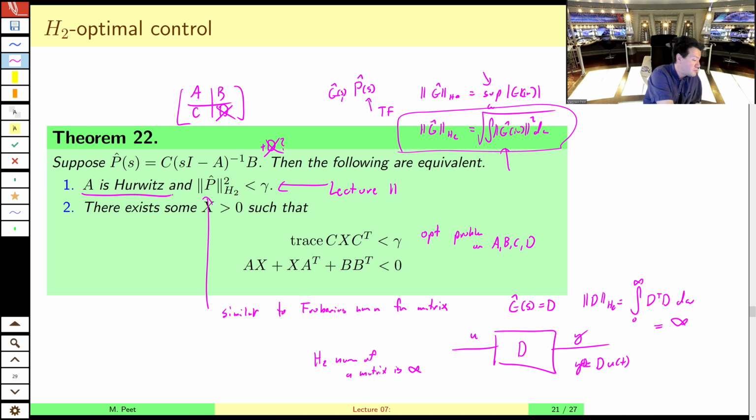Furthermore, we also require that A is Hurwitz in order for this theorem to work. If A is not Hurwitz, there are certain cases where you can still have a square integral which is well defined, but this relationship doesn't hold. So we also require A to be Hurwitz, and of course that's going to imply that a priori we already have a finite H infinity norm.